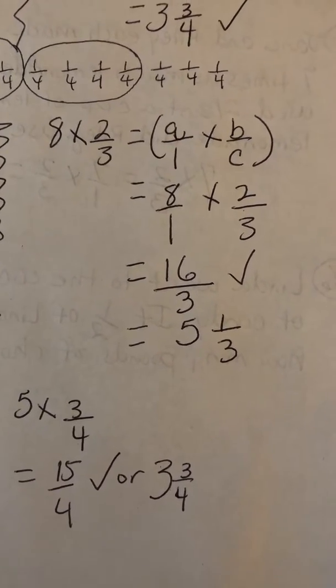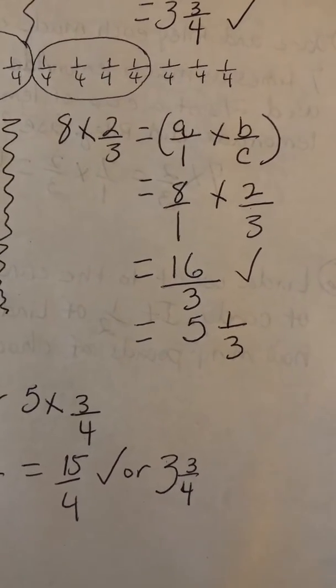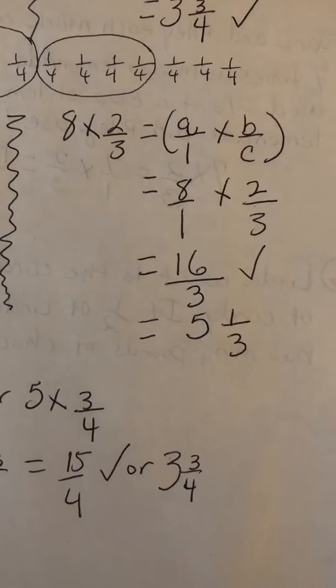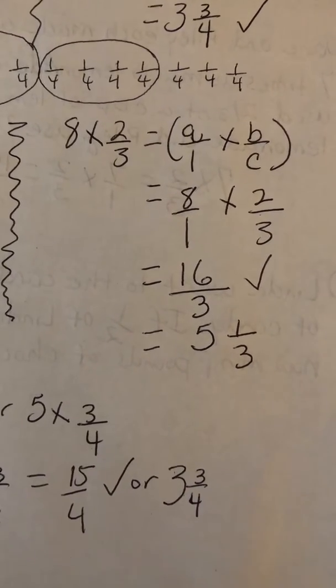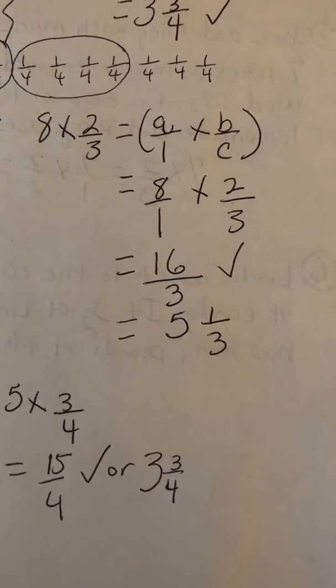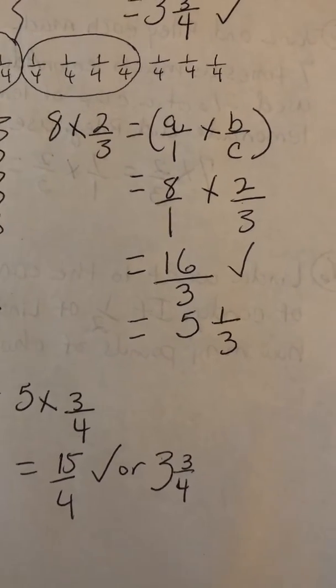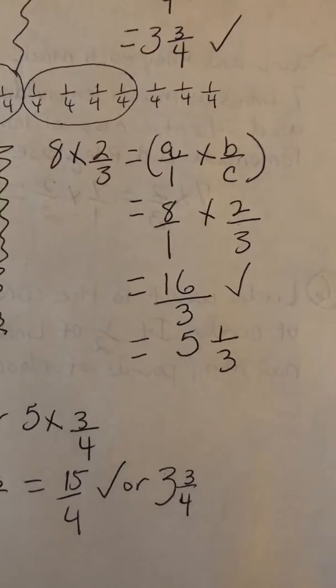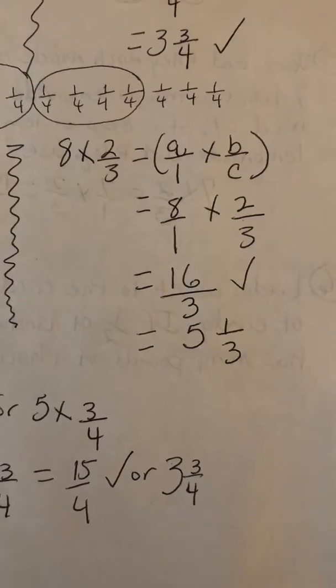Okay? 16/3, what is 16 divided by 3? Okay, I'm able to make 5 groups of 3 out of that 16. That leaves me with just 1/3 left. Okay, because 5 groups of thirds represents 15/3. So that leaves me with 1/3 left over.